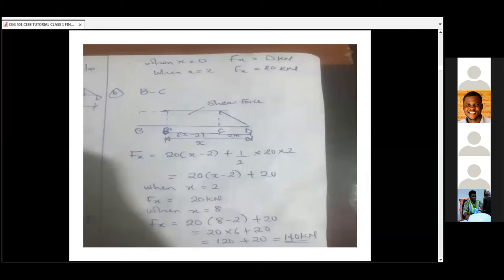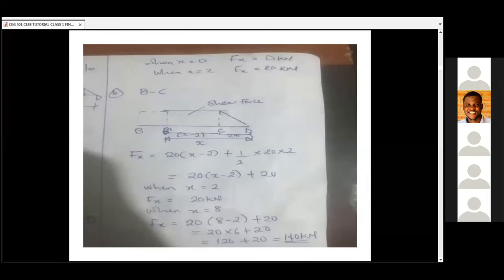So with that, we have stored that information. Okay? Now, BC for span BC. That's the next span. Similarly, what we did for CD, we are going to.